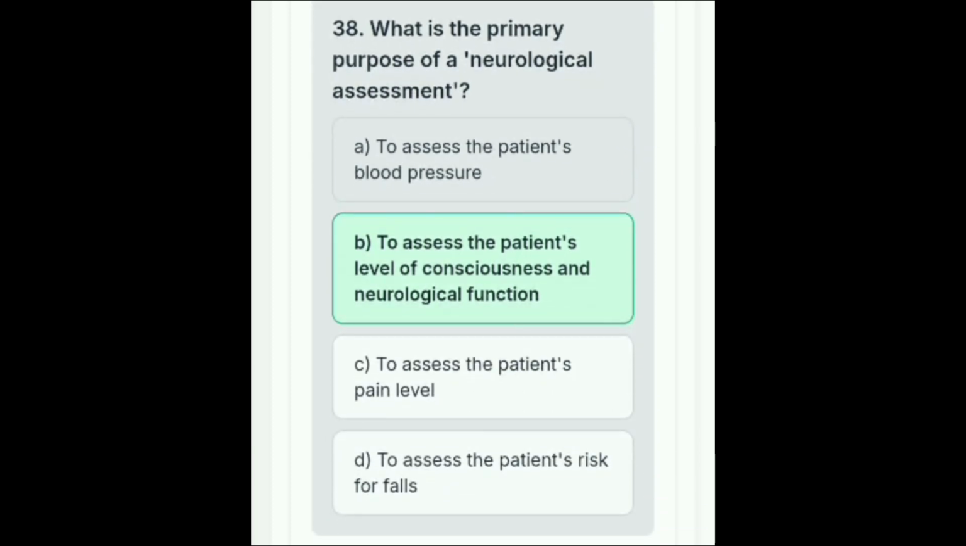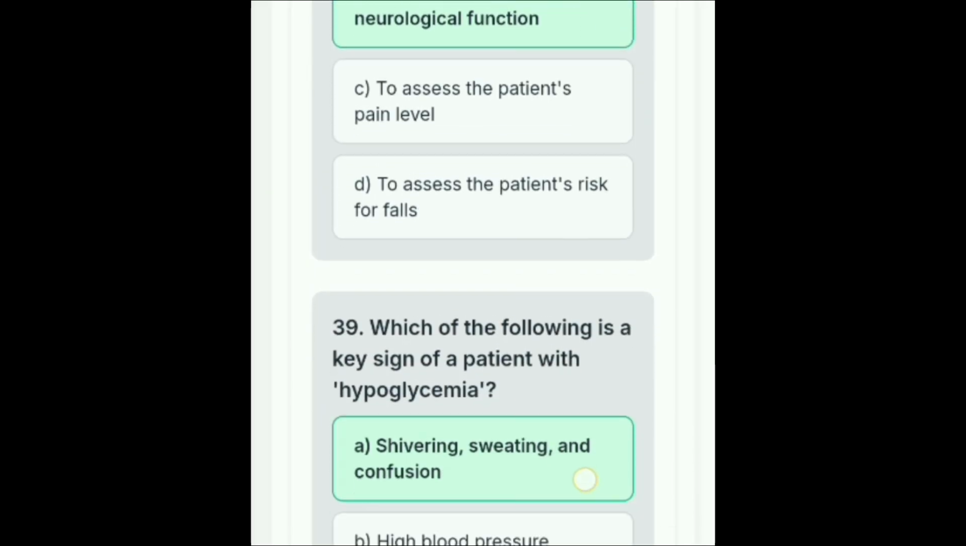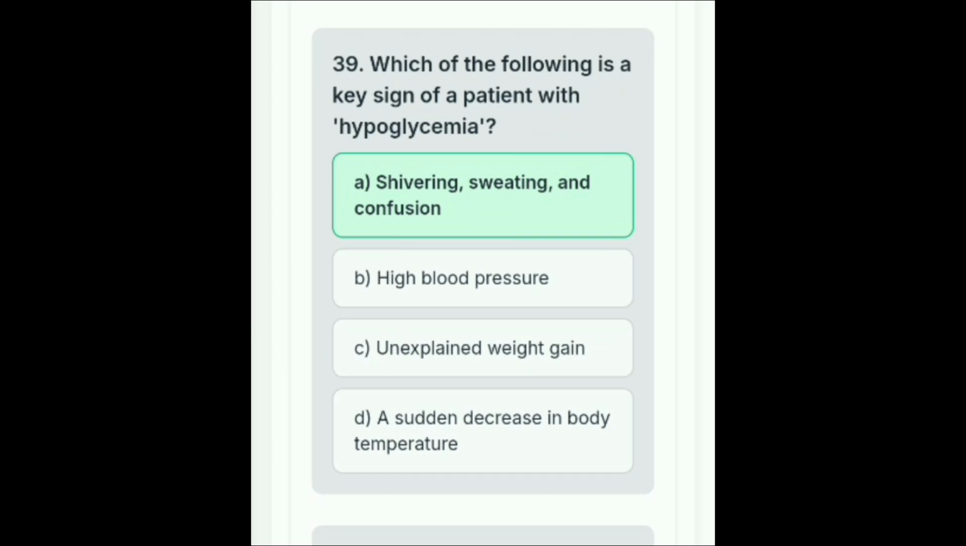What is the primary purpose of a neurological assessment? A, to assess the patient's blood pressure; B, to assess the patient's level of consciousness and neurological functions; C, to assess the patient's pain level; and D, to assess the patient's risk for falls. So B, to assess the patient's level of consciousness and neurological function, is correct.